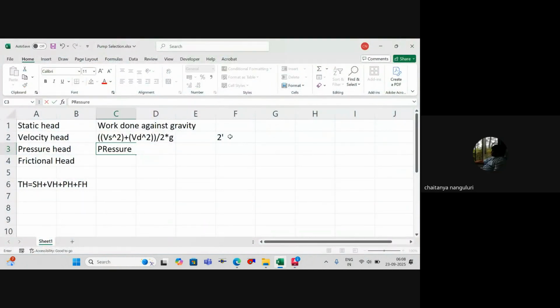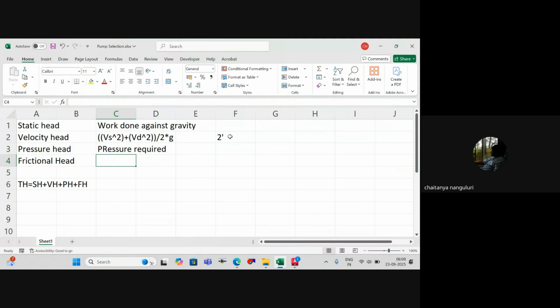For example, if you design as per NBC code, at any point of your hydrant system, you require minimum 3.5 kgs per centimeter square. Understood? So there your pressure head becomes 3.5 kgs. So at the terminal location, whatever pressure is required, that is nothing but your pressure head. And the last important thing is your frictional head.